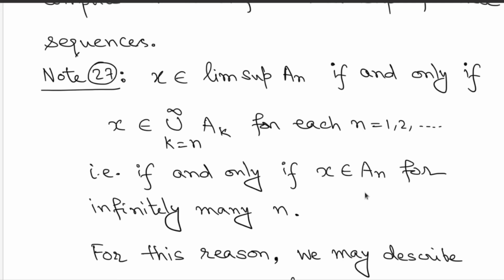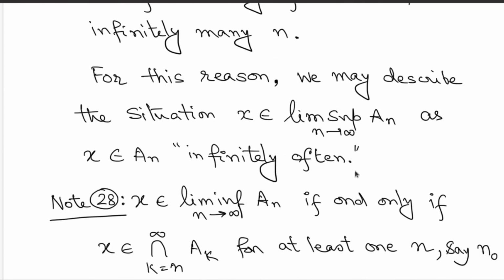I am not saying that it will belong to each and every n, but I am saying there will be some sequences of n's such that you will get x belongs to An. This is simply following the definition. And for this reason, we may describe the situation x belongs to the limit superior as x belongs to An infinitely often. So x belongs to An for infinitely many n, and in English language we shall refer to it as x belongs to An infinitely often.